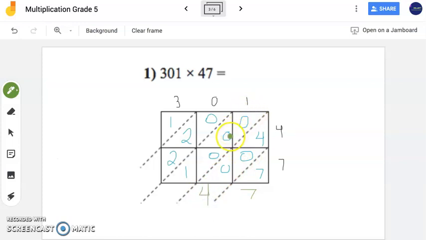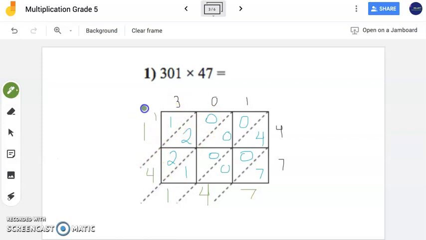Now between these dotted lines, I see 0, 0, 0, and 1. So I add those numbers together and I just am left with 1. Between this set of dotted lines, I see 2 plus 2 is 4, plus 0 is just 4. And now here I just see a 1.